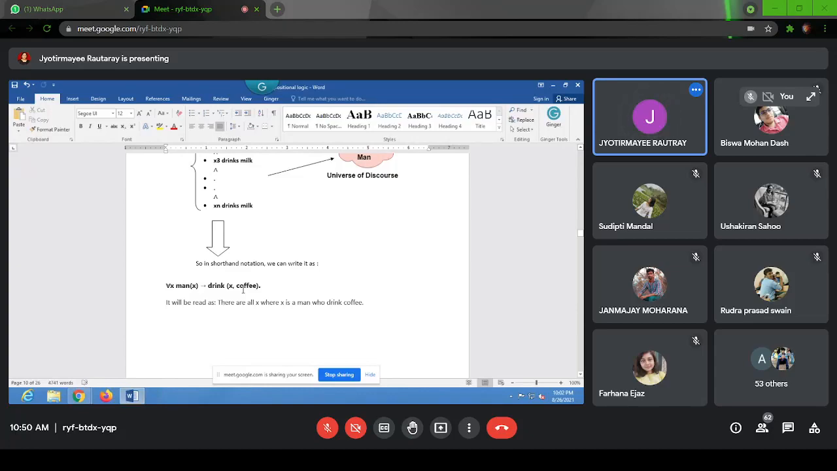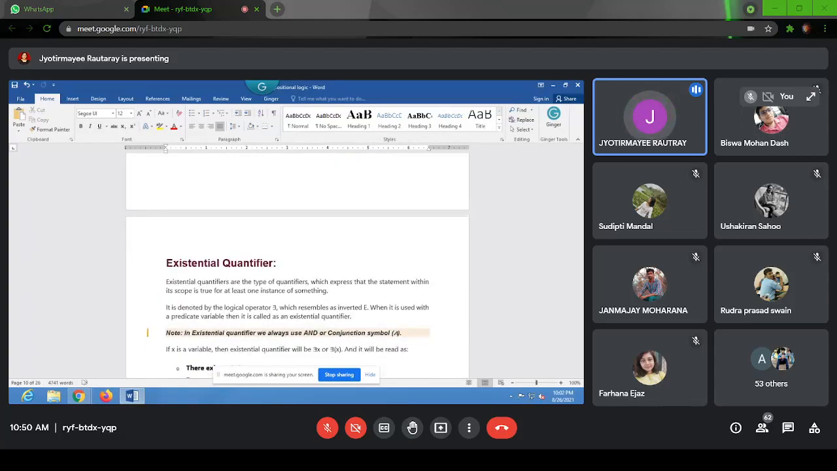Ma'am, here two predicates are connected by this implication symbol. Yes, in a universal quantifier or existential quantifier, two predicates can be connected using this operator. Two or more predicates can be connected. I will go with the rest of the examples. But you got this example, no? Yes, ma'am.